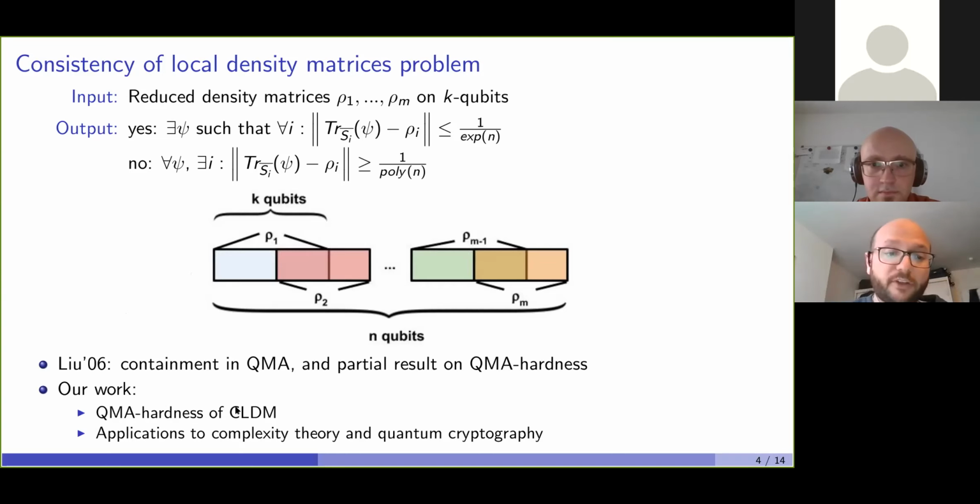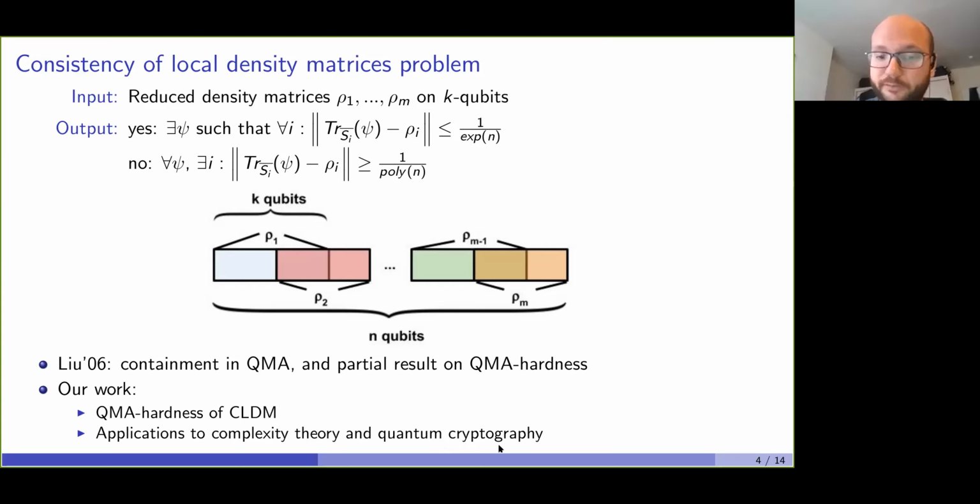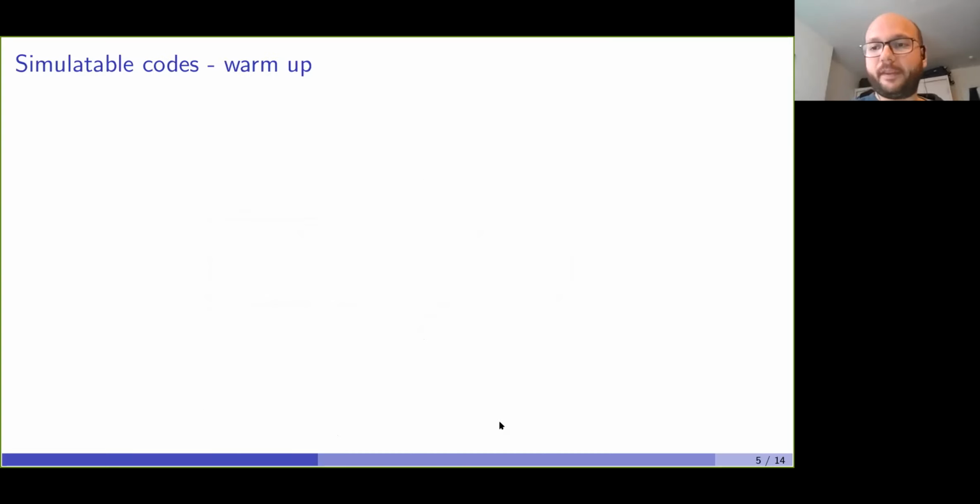And for the rest of this talk, first I'll give a sketch of how to prove this QMA hardness of CLDM, and then I'll give an intuition of how to prove new quantum zero knowledge protocols for QMA. So let's start with the proof of QMA hardness.